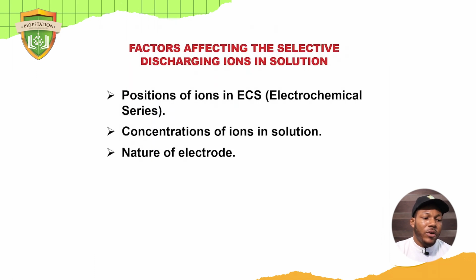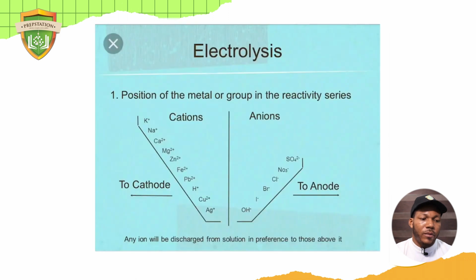Then the last factor is the nature of the electrode. Now this one depends on the reactivity of the ions and the electrode. Sometimes the electrode can react with ions and form amalgam. But the major two factors involved here are the first two, which are the position of ions and the concentration of ions in the solution.